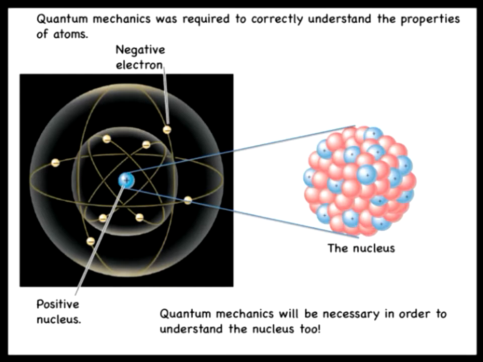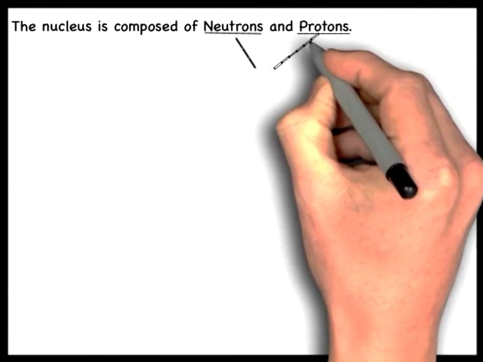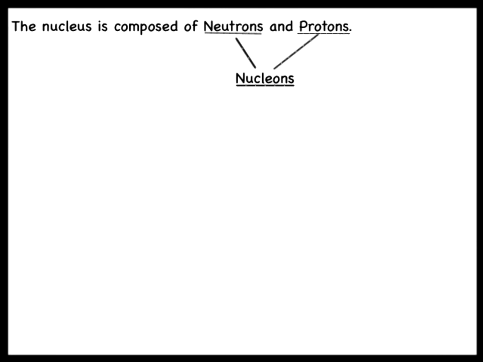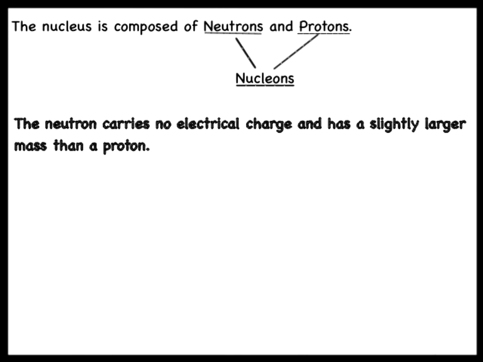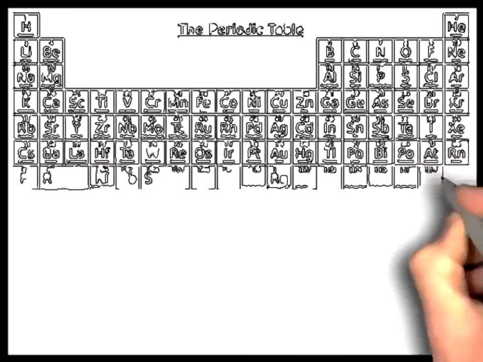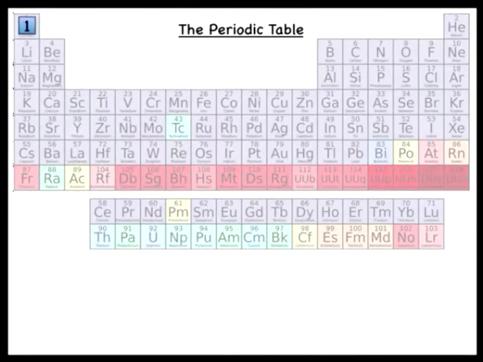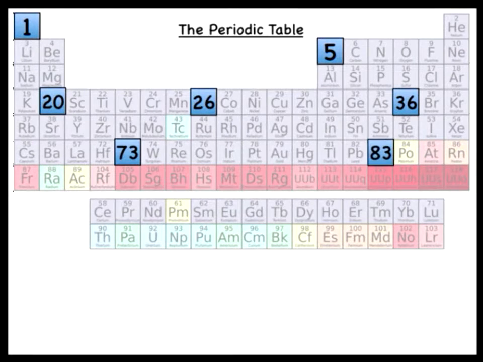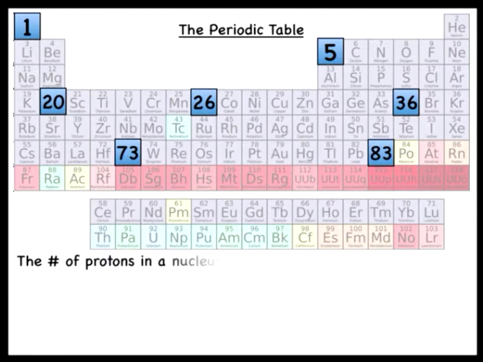The nucleus of an atom consists of neutrons and protons, collectively referred to as nucleons. The neutron, discovered in 1932 by the English physicist James Chadwick, carries no electric charge and has a mass slightly larger than that of a proton. Different elements in the periodic table have a different number of protons in their nucleus. The number of protons in a nucleus is known as the atomic number, Z.